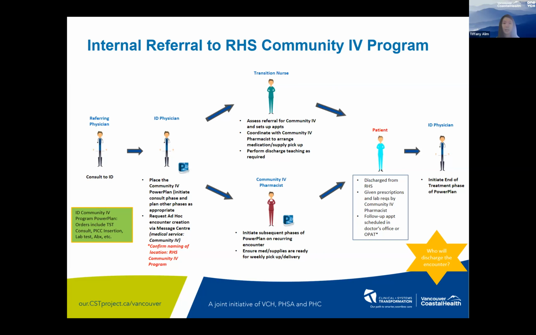We do need to create a new location in the system for the community IV program, because unlike other sites, your team isn't based out of a specific clinic. So we're not using any of the existing clinic locations for Richmond. Is there any disagreement on having the location named as RHS Community IV Program? Or if you prefer it to be called something else, please feel free to speak up as well. It's fine. Yeah, okay. So we've got that confirmed.